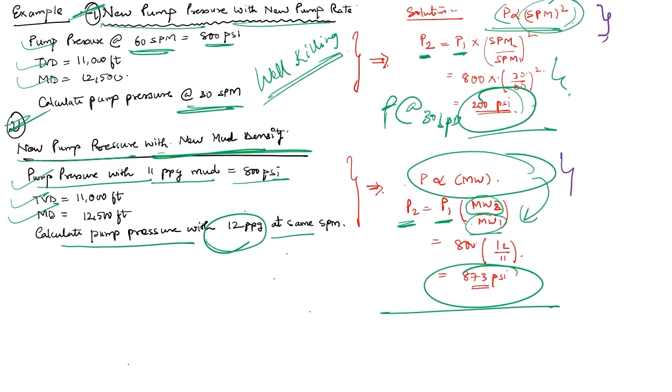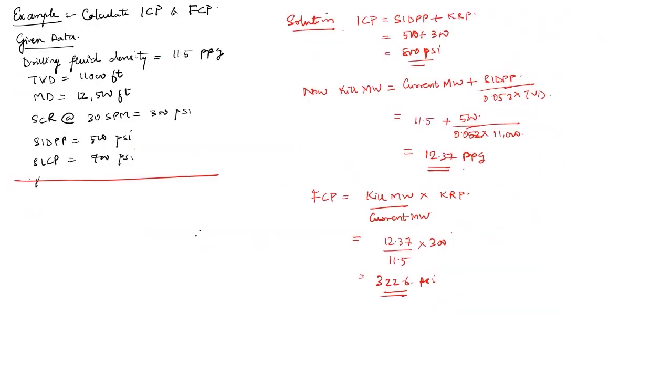Let's move further. In this particular question, we need to calculate the ICP, that is my initial circulating pressure, and my FCP, which is final circulating pressure. The given data is drilling fluid density is 11.5 pound per gallon, TVD is given as 11,000 feet, measured depth is 12,500 feet, my slow circulation rate at 30 SPM is given as 300 psi, shut-in drill pipe pressure is 500 psi, and my shut-in casing pressure is 700 psi.